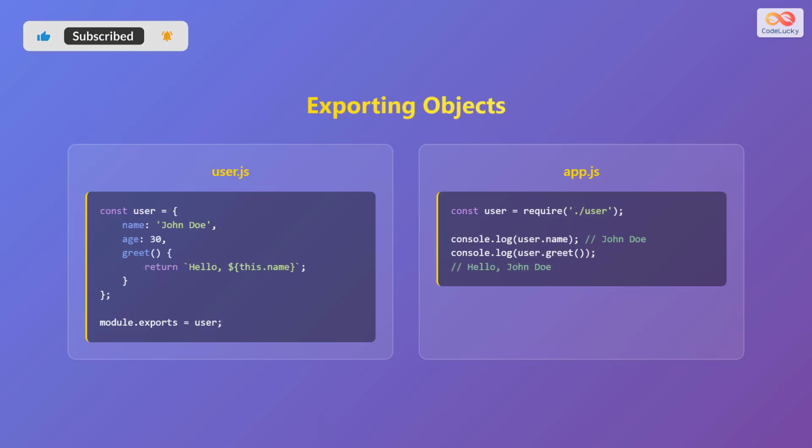Let's explore how to export objects using module.exports. Suppose we have a file named user.js. In this file, we define a user object with properties like name, set to John Doe, age, set to 30, and a greet method that returns a greeting string including the user's name. To export this user object, we assign it to module.exports. Then, in app.js, we require the user.js module, assigning the result to a constant named user. Now we can access the object properties. For example, user.name will output John Doe, and calling user.greet will output hello John Doe.